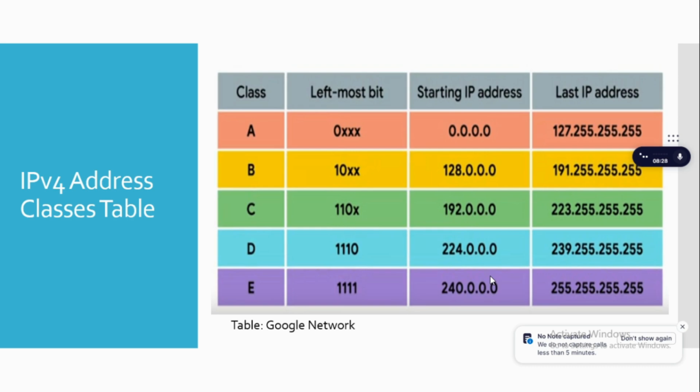The starting IP address is 224 and it ranges to 239. And we have class E. The leftmost bits are 1111. The starting IP address is 240 and it ranges to 255.